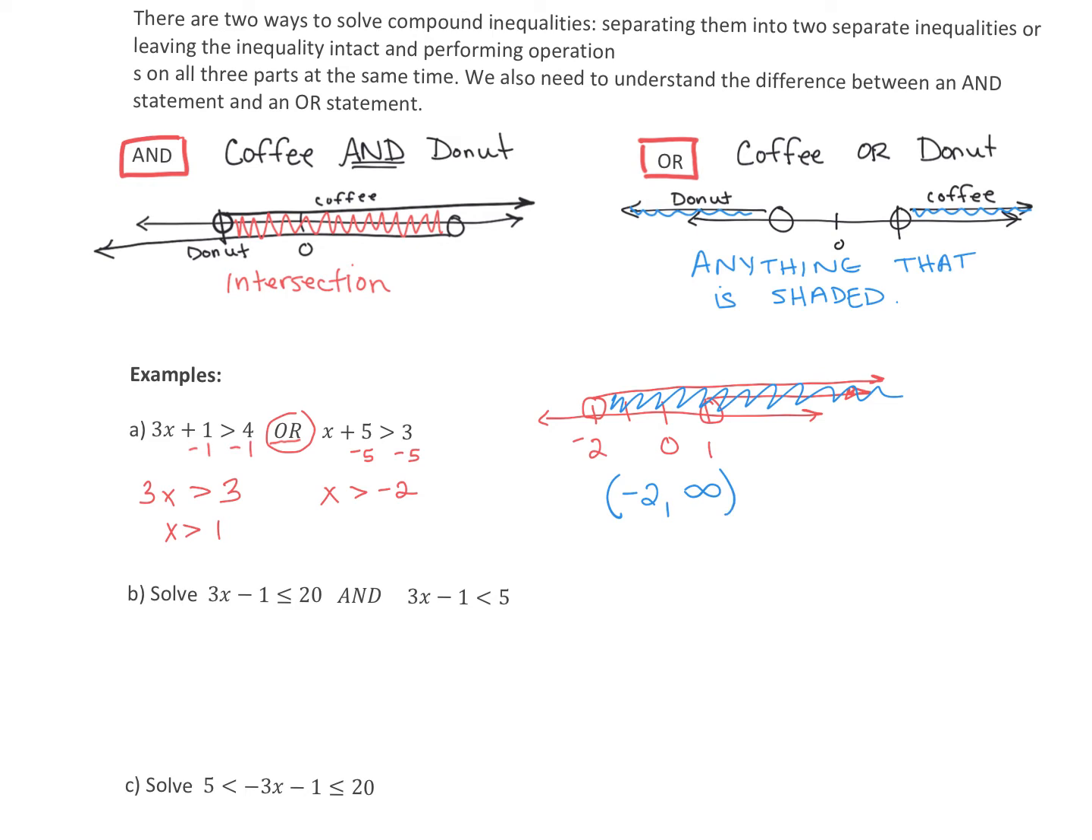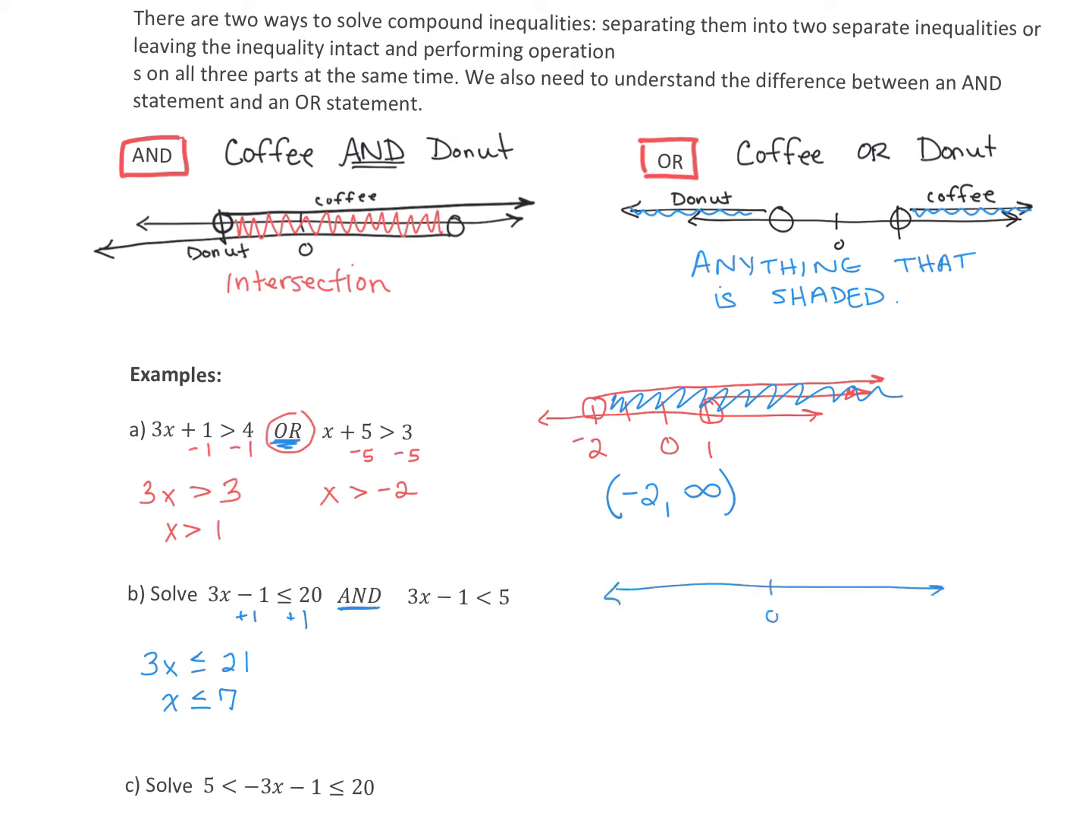So sometimes they overlap and sometimes they don't. In this case they did, but that really wasn't what I was looking for, and I know that because it was an or statement. Let's take a look at another one. Solve 3x minus 1 less than or equal to 20, and, so I'm going to be looking for an intersection, 3x minus 1 is less than 5. So I'm going to start by adding 1. 3x is less than or equal to 21, or x is less than or equal to 7.